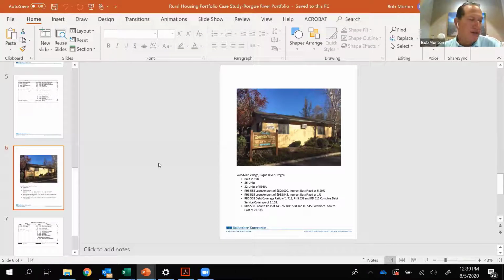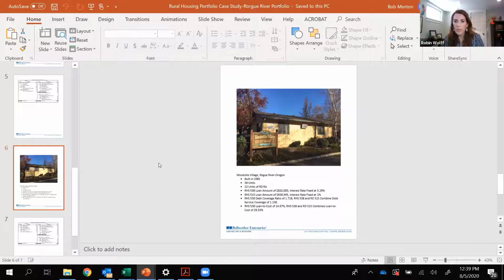So that is the 538 program overview, with some samples of a case study, what fits well, and an overview of the loan product itself. Awesome, thanks, Bob, for that. I always like seeing case studies and seeing pictures of stock that looks like stock we know, and resonates with the types of projects that we're trying to get done.